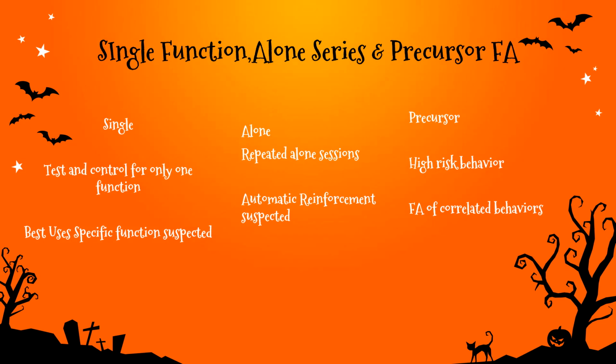So now we're looking at the single function, alone series, and the precursor FA. So for the single, the best use for this is really if you already kind of suspect the function, you've been talking to staff, they're giving you a lot of information on their observations, so you kind of think you know what it is already, but of course you have to be sure. You have to run the single function FA. So really you're testing and controlling for only that one function to see whether or not what you're thinking is correct.